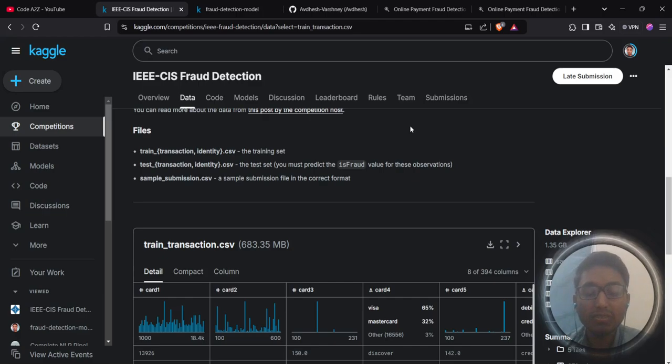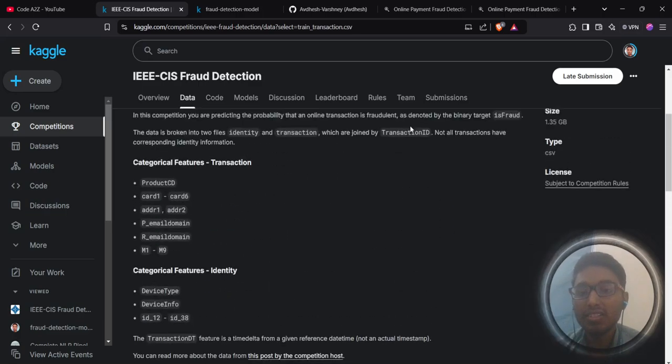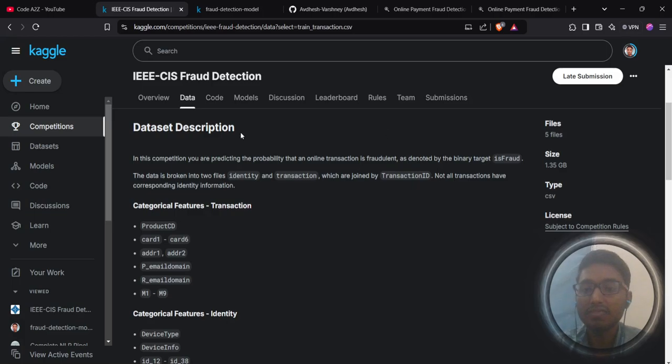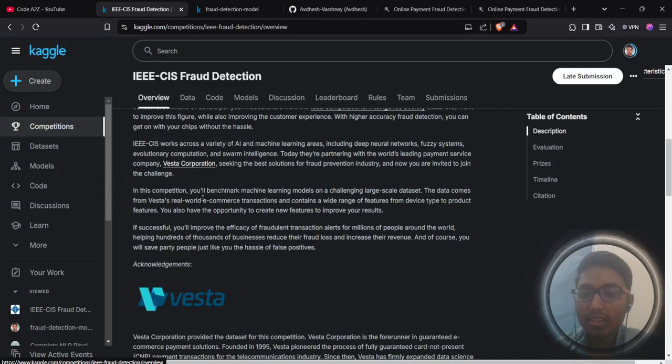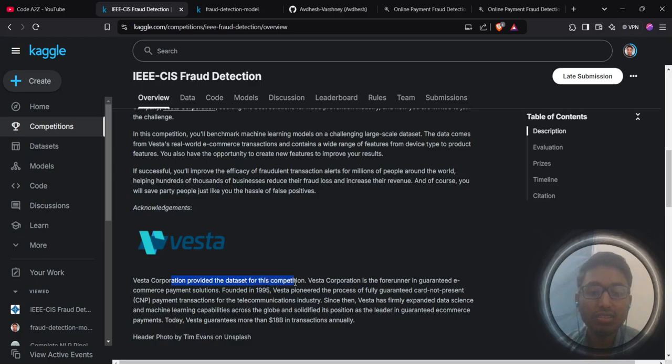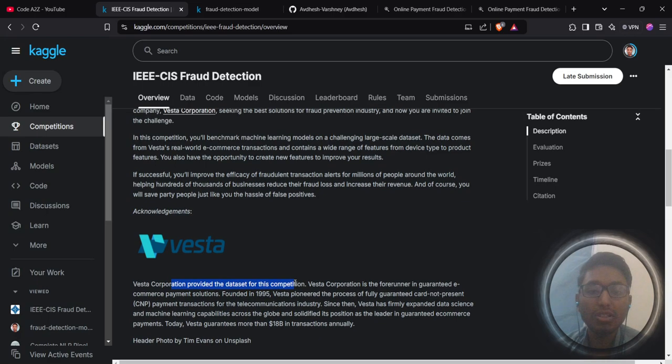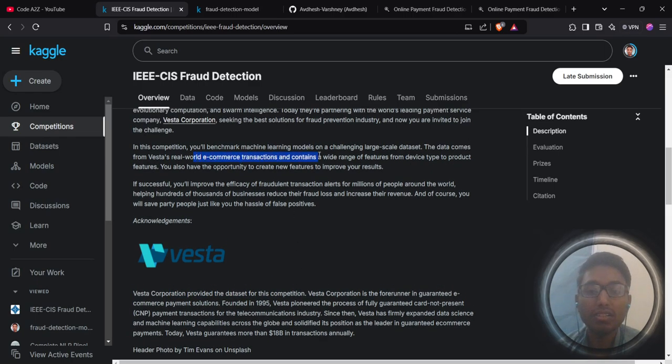First of all, we have to decide a proper pathway to learn and crack this dataset, because this dataset is fully decoded, as you can see from the description of this competition. In this competition, you will benchmark machine learning models on a challenging large scale dataset. The data comes from Vesta's real world e-commerce transactions. Vesta is basically a corporate bank which provides customers a transaction method without using a card, like Paytm, PhonePe, and Google Pay, and many other third party apps. Similar to that, Vesta's real-world e-commerce transactions dataset is provided in this competition, and you also have the opportunity to create new features to improve your results.